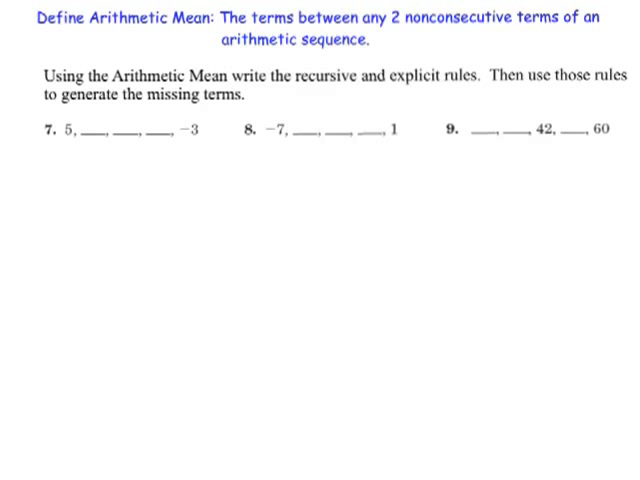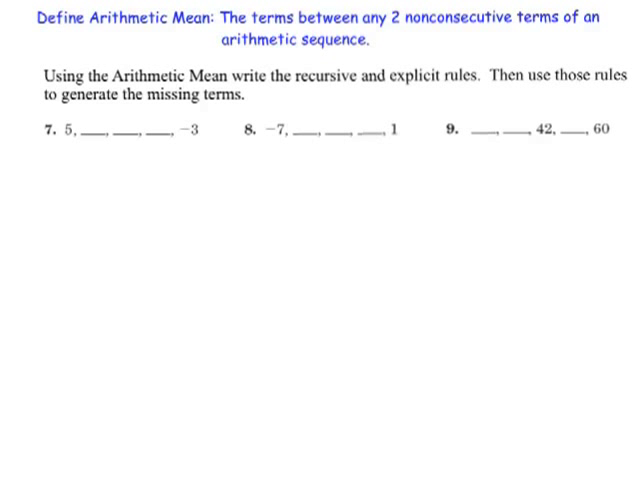In other words, I have a 5, I have a -3. They are not consecutive. What's the word consecutive mean? Anybody know? Well, let me help you out with that. Consecutive means one right after another. 5 is not after -3 because there are 3 wholes in there. So they're non-consecutive. So the arithmetic means are the terms between these.